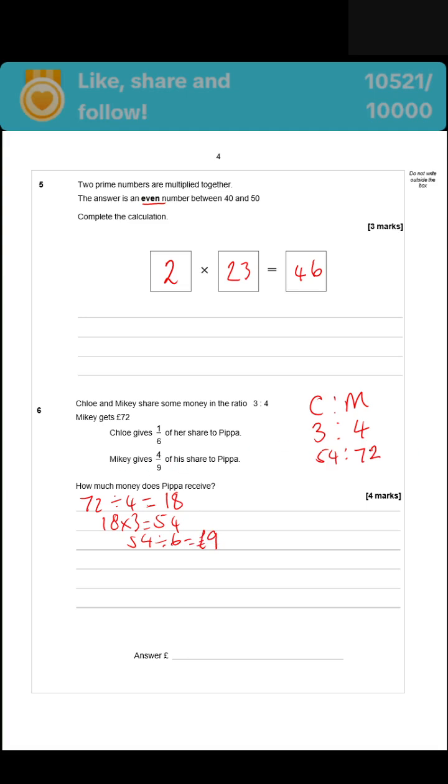We then move on to Mikey. He's giving 4/9 of his share to Pippa. So do 72, again divided by the bottom number, so divide by 9. That gives you 8. And then we multiply by the top number, so do 8 times 4, and that gives you 32. How much money does Pippa receive in total? She got £9 from Chloe. She got £32 from Mikey. We add those two together, and we get £41.